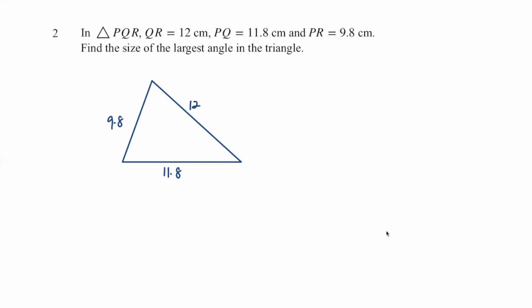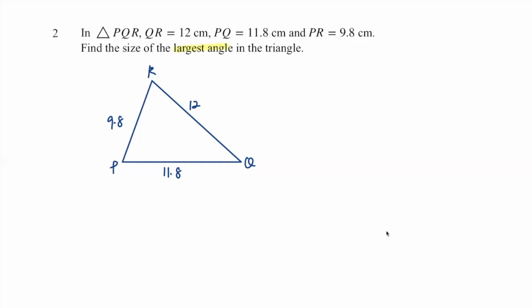So you put in the relevant corners correctly. QR is 12, PQ is 11.8 and PR is 9.8. You randomly draw a triangle so that it can help you visualize. Just make sure the longest one is QR, the second longest one is 11.8, and the shortest one is 9.8. So I draw and put it accordingly. And the question asks, find the size of the largest angle in the triangle.